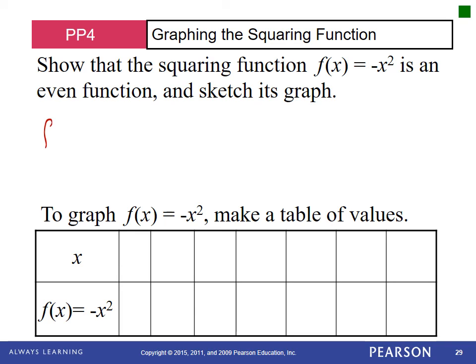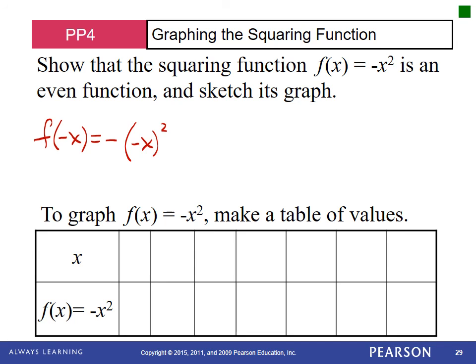So if you take x and you square it, what we want to prove is that if you take a negative x into this function, you're still going to get the exact same function out. There's going to be no change. So tell me if you guys agree with this here.